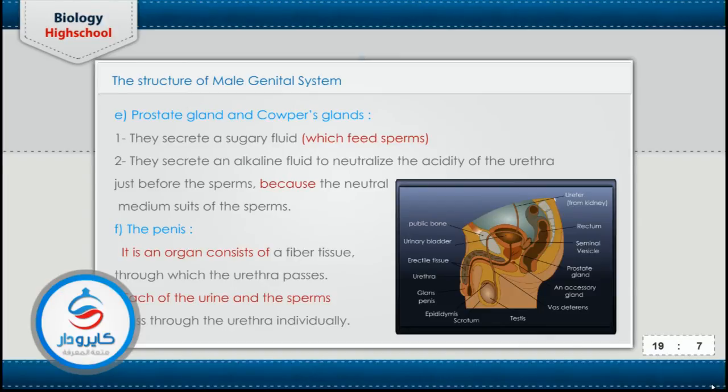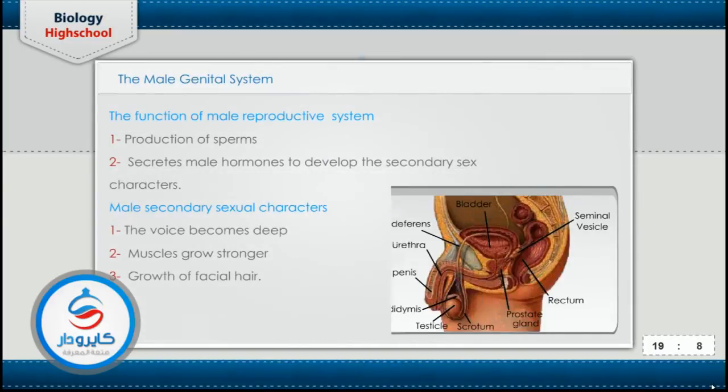The urethra or urinogenital duct passes through the penis of the human reproductive system. It consists of fibrous tissue through which the urethra passes. Each of the urine and the sperms gets out from the urinogenital duct independently of the other. That means the urine passes out during the urination process, but the sperm passes during the ejaculation.